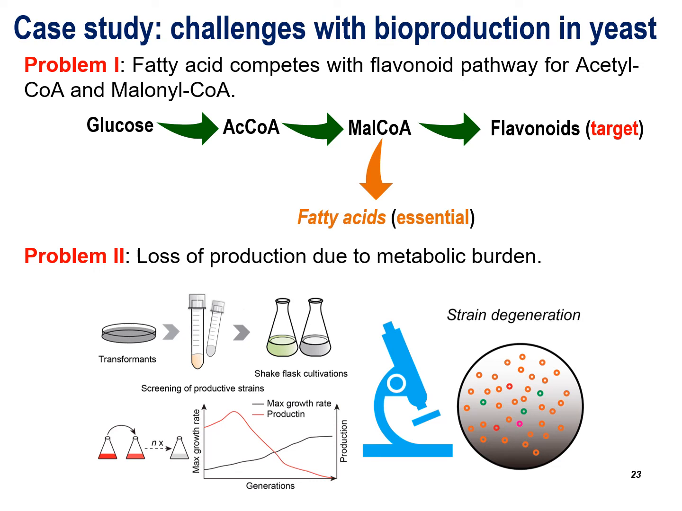As we grow the cell, we found the cell can regain their growth fitness, but the flavonoid production will become decreasing. If we can sequence the mutants of the cell, or maybe check the morphology, we found the strain will be degenerated. The question comes here: how can we use an intelligent control system to resist this, or to prevent the strain degeneration?